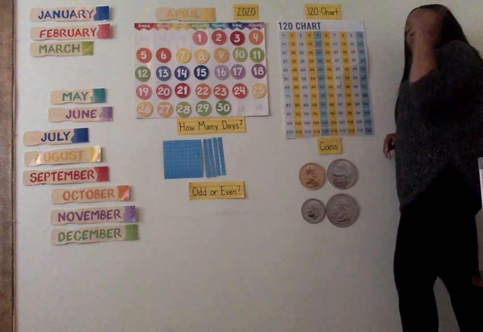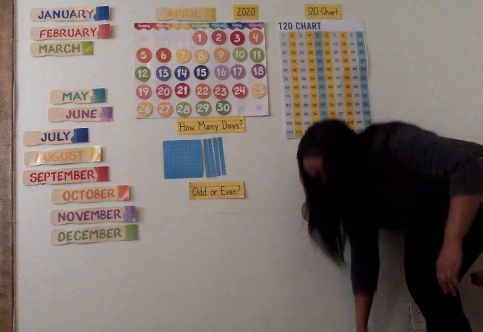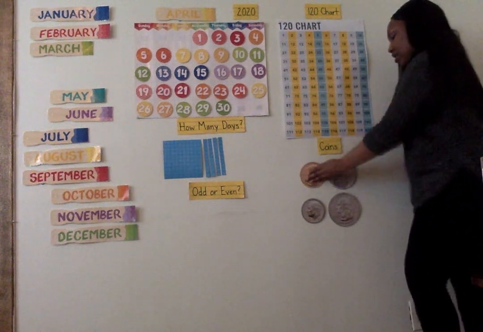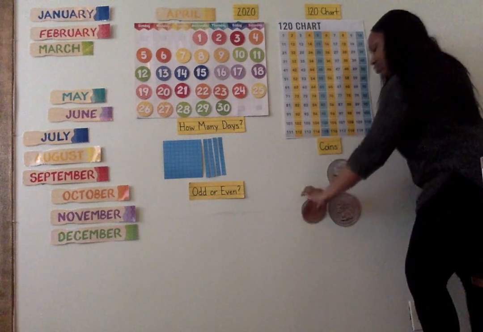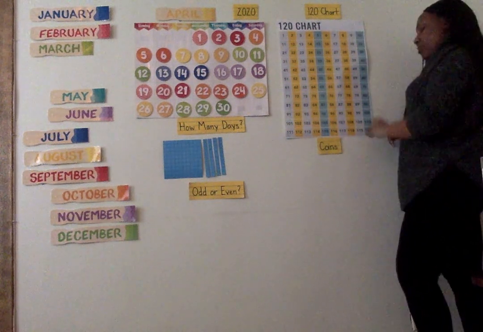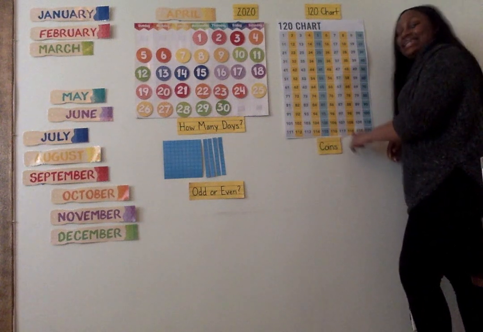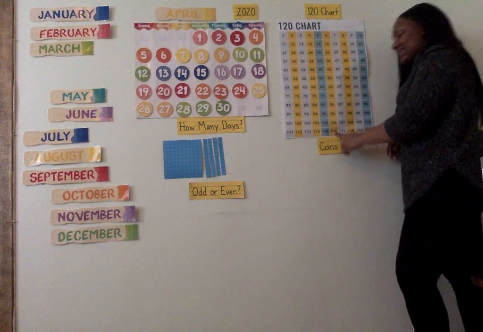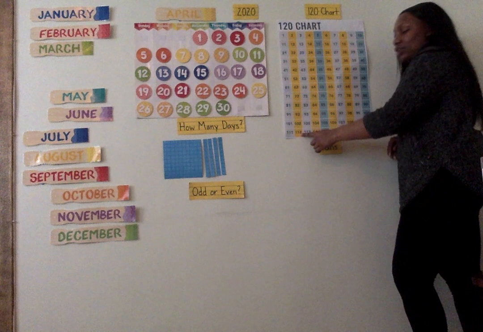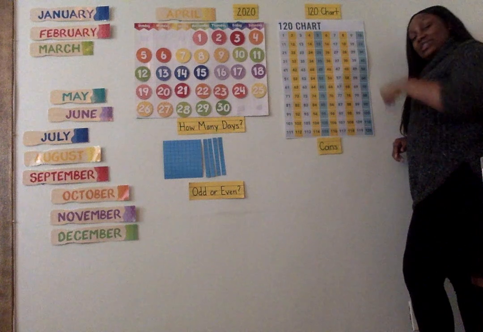Stop. Switch. Count back by 1s. 120, 119. Ooh, my quarter fell. Let's go back to 120. Let me make sure these are all sticking up here. Actually, I'm going to take the coins down so it's easier to see. There we go. Let's go back to 120. 120, 119, 118, 117, 116, 115, 114, 113, 112, 111, 110.